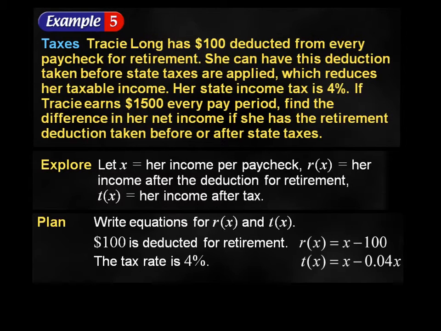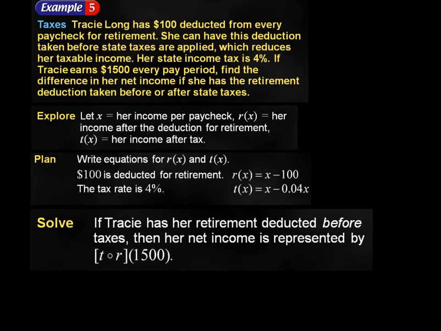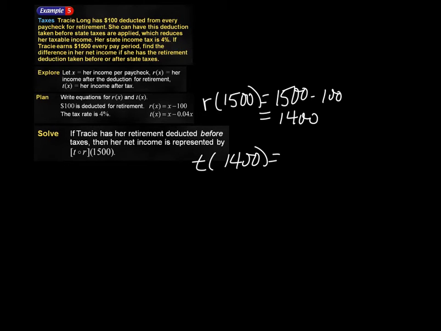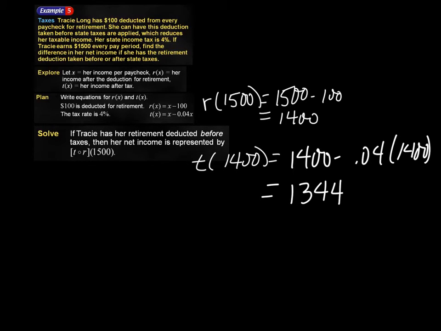So 100 is deducted for retirement. That means r of x is going to equal x minus 100, and the tax rate is 4%. So t of x equals x minus 0.04x. If Tracy has her retirement deducted before taxes, then her net income can be represented by t of r of 1,500. Well, r of 1,500 is just 1,400. So now we use the t function, and we want 1,400 minus 4% of 1,400. And we get $1,344.